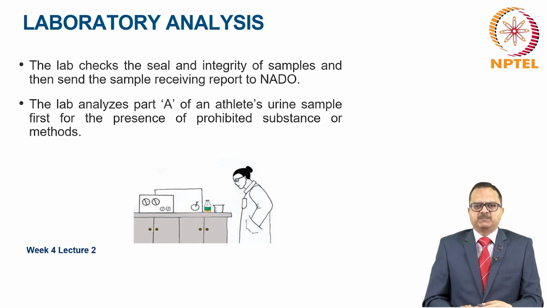The lab analyzes part A of the athlete's urine sample first for the presence of prohibited substances or methods. The lab always stores part B, and it is usually only tested if part B analysis is requested by the athlete or by the National Anti-Doping Organization or by WADA at a later stage. Generally stored for 4 to 5 years. In some cases, it may be stored longer also.